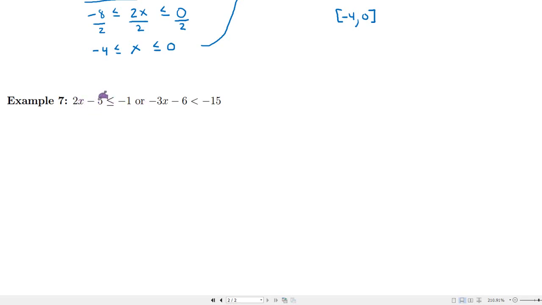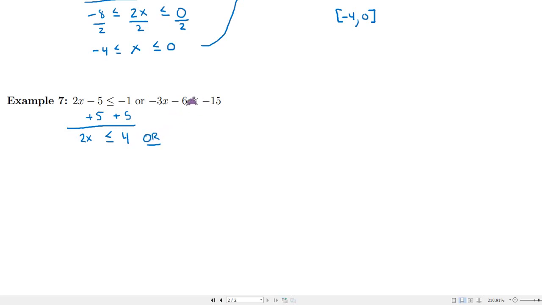So what do we do here? Well, we're trying to isolate the x as always. So let's bring the 5 over here. So let's add 5. So we're left with 2x on this side, the 5 and the -5 cancel, less than or equal to, and that'll be 4. Okay, so that's one of them.